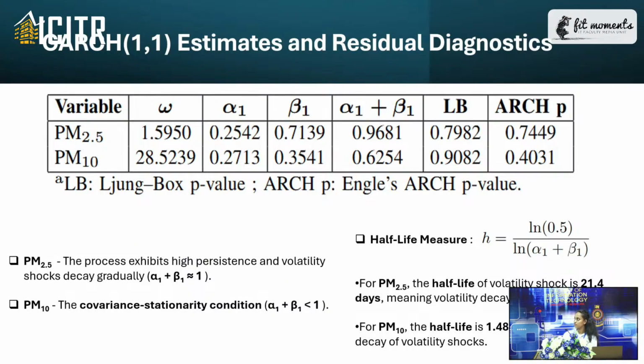With these two results, we can confirm the half-life measure equation. On the right hand side, I calculate the half-life measure. For PM2.5, it is equal to 21.4, which means its volatility decays slowly. For PM10, the half-life is 1.48 days, indicating a faster decay of volatility shocks. Now, these two results confirm the previous one.